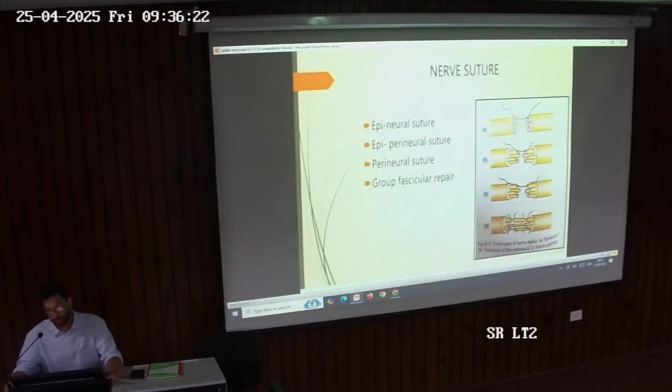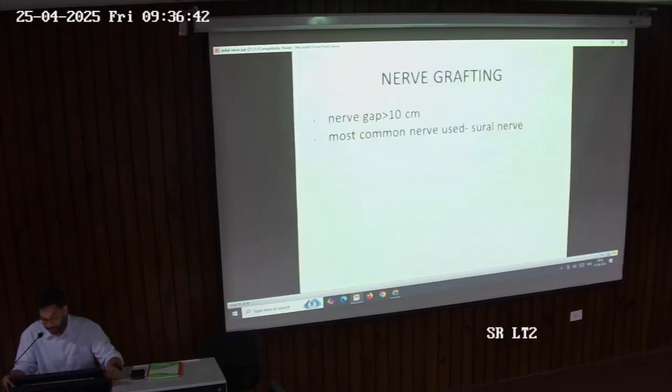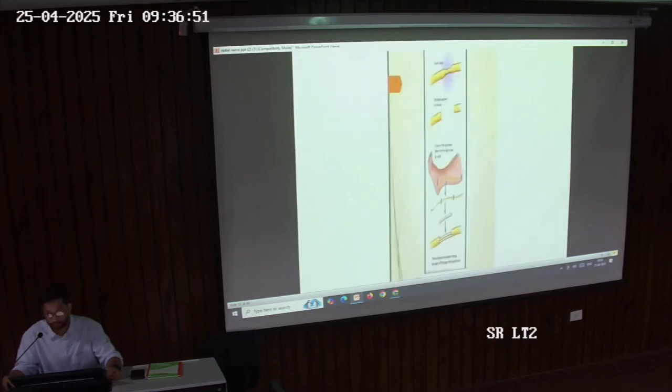These are nerve repair techniques, in which in the first diagram you can see the epineurium is repaired. In figure B, the epineurium and the perineurium are repaired. In the third, neural sutures are taken, and in the fourth figure, a graft has been applied. Nerve grafting is usually applied when there is a gap of more than 10 centimeters, and the most common nerve used here is the sural nerve. This is the diagram of the nerve graft.